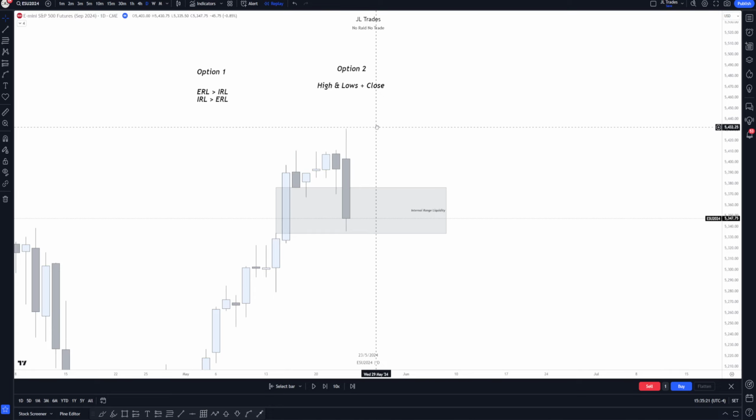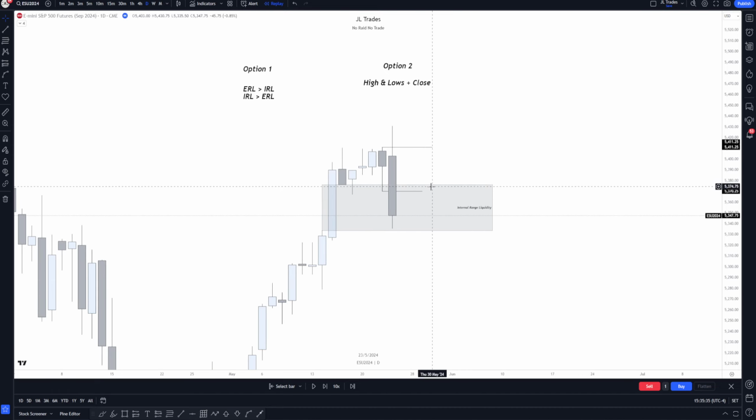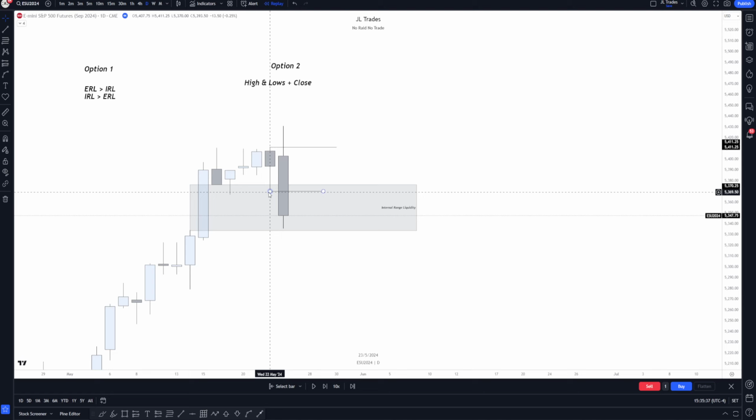Okay, now using option 2, I'm going to mark out previous day high, previous day low, previous day high, previous day low, and you can see that price has closed below previous day low.